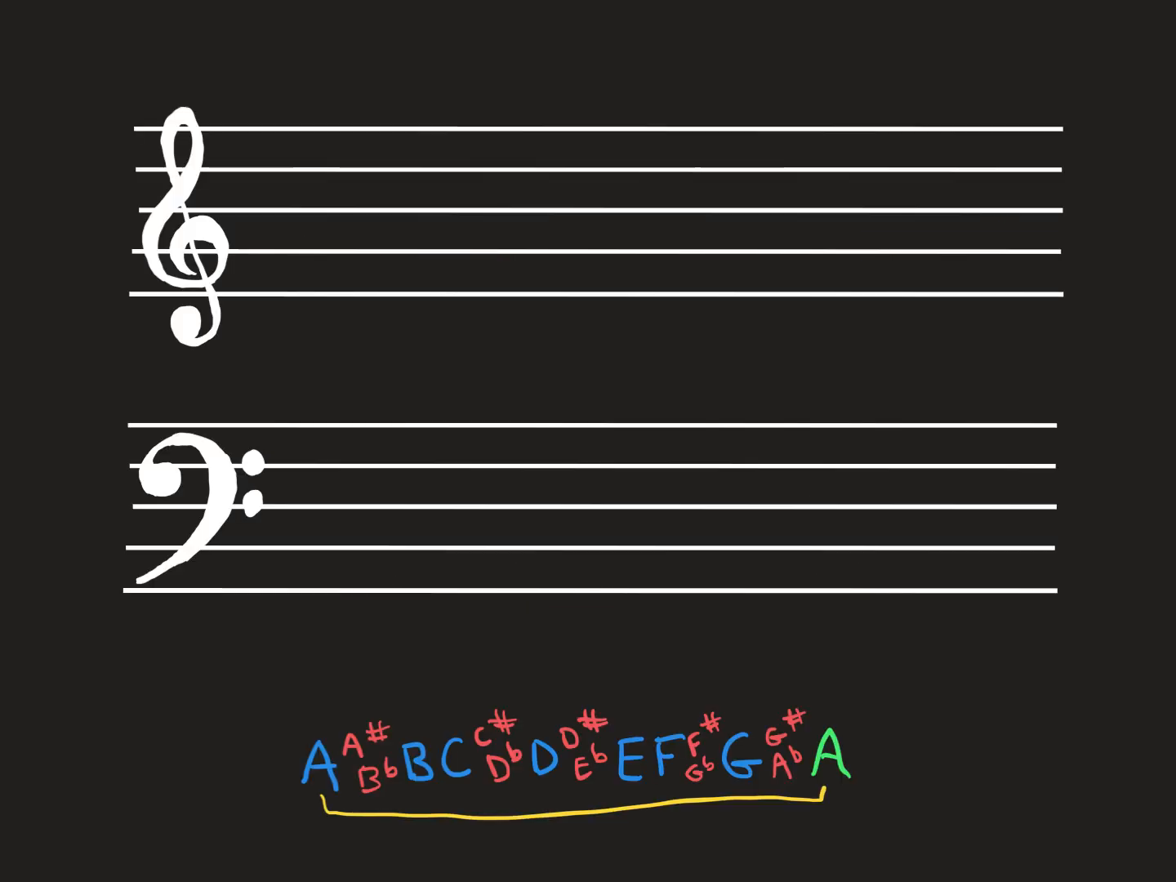So up here in the treble clef, I'm going to add a note. Then I'm going to add one in the space. Then I'm going to add one on the line again. Then in the space, on the line again, in the space, on the line. And we're just going up the musical alphabet. G, A, B, C, D, E, F, G.